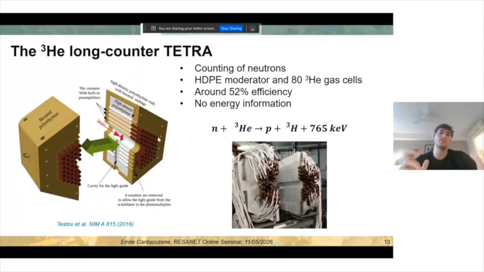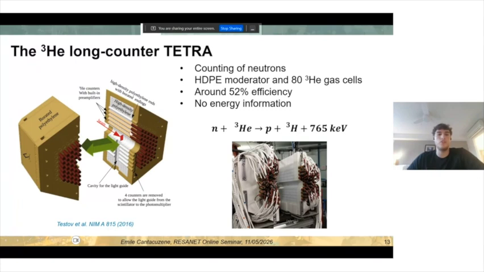It's a big detector made of highly dense polyethylene in which are embedded 80 helium-3 gas cells that you can see as these rods there. And basically, when you implant the beam there at the center, you will have beta decay and neutron emission. And so when a neutron goes inside TETRA, it will undergo elastic scattering with the highly dense polyethylene. So with each scattering, the neutron will lose a little bit of energy until reaching very low energies, which we call thermal energies.